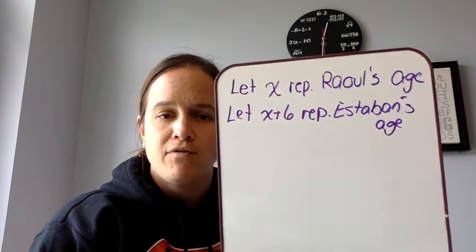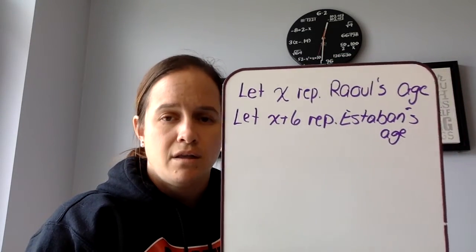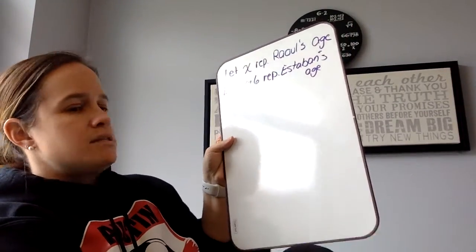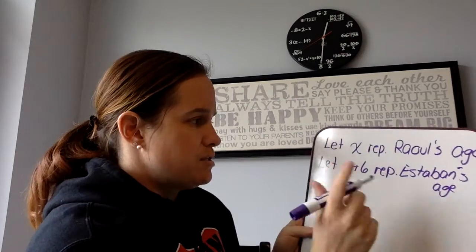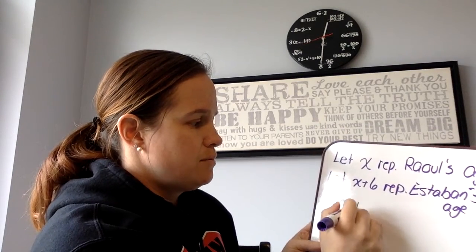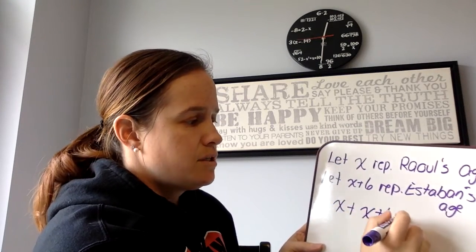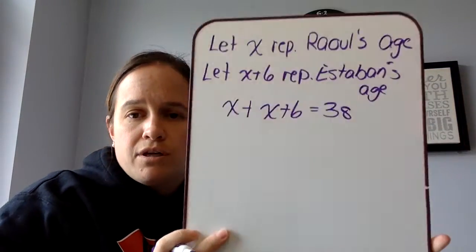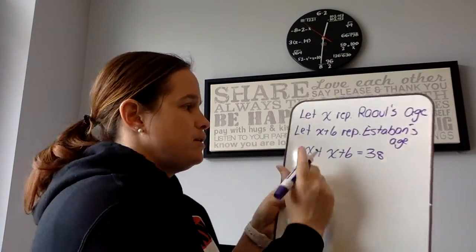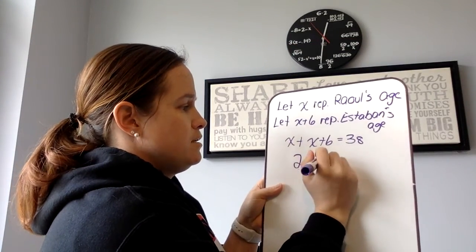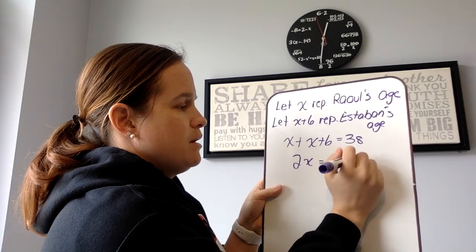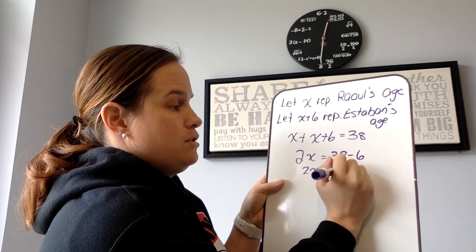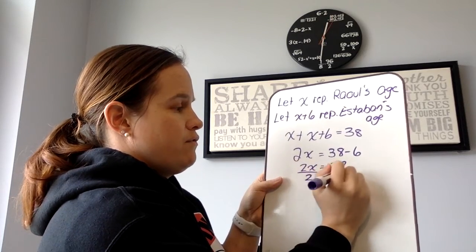This is what you want to have when you're writing these types of questions, word problems where you're solving with unknowns. So your let statements. Next, you're going to create your equations. So I know that Raul's age plus Esteban's age is equal to 38, according to that question. So that's step 2, write your equation. Step 3, solve it. 2x equals 38 minus 6. 2x equals 32. Isolate for your variable.